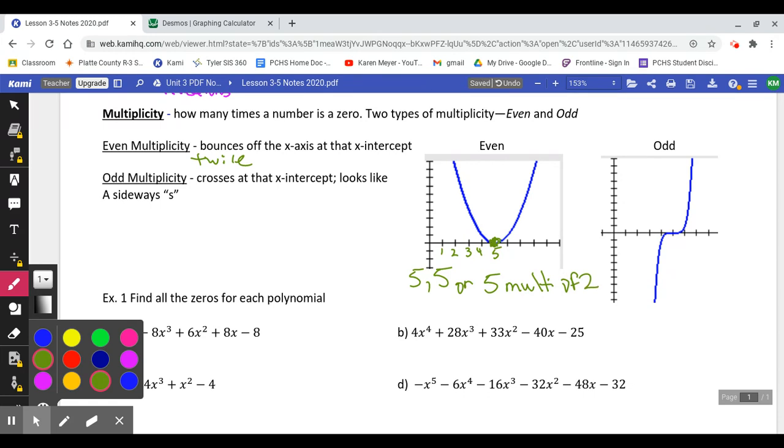Okay, odd multiplicity. Odd multiplicity, the answer is not going to count twice. It's going to count 3 times. And for an odd multiplicity, you're going to have what kind of looks like a sideways S, and you're going to have the flat line of the sideways S right on the x-intercept. So for this one, you could either write down 5 3 times, or you can say 5 multiplicity of 3.